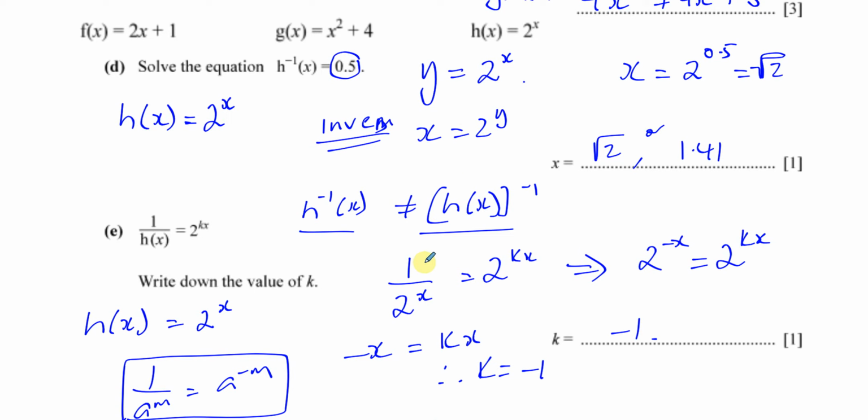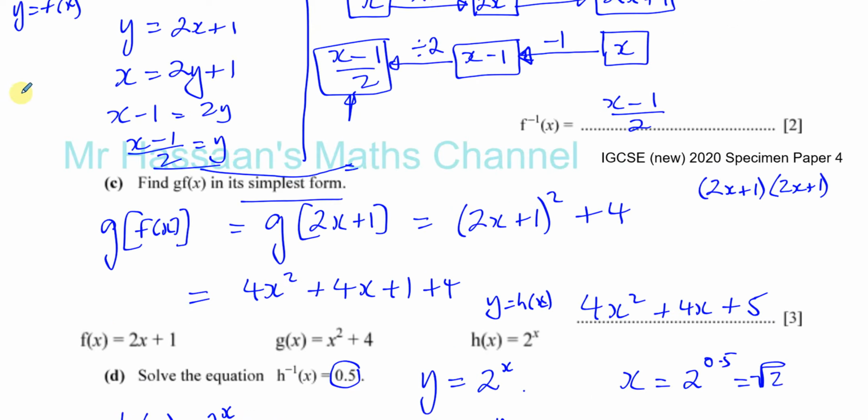And the other thing to be careful of: do not mix up the inverse and the reciprocal. This is the inverse and this is the reciprocal, which is like 1 over the function. So don't mix them up. They're not the same. Okay, all right. So that's question number 7 done.